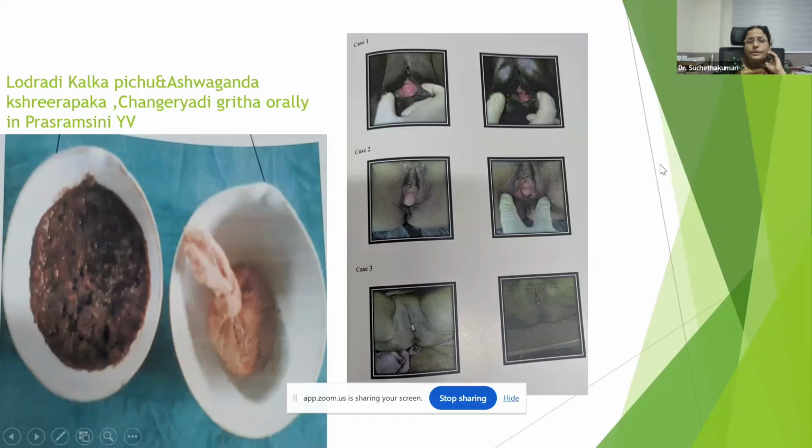So in case 1, this is before treatment, you can see the prolapse here. She was having a huge cystocele. After the treatment, you can see that it has decreased. Similarly, in case 2 also, there was a prolapse here, which has comparatively decreased after the treatment. Even in the third, there was minimal prolapse, but after the treatment, it has decreased completely.